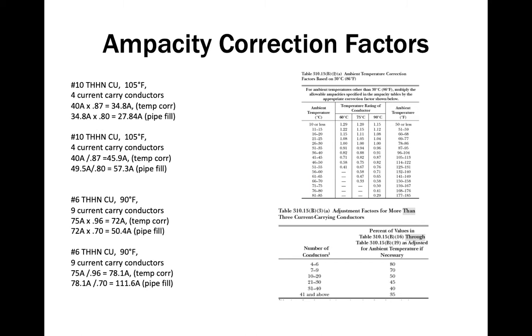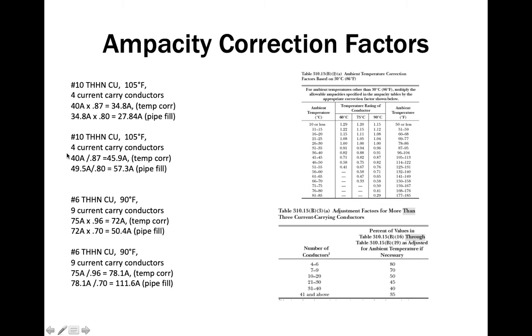So I'm losing ampacity, or ability to carry electrons. Next, I'm going to do pipe fill. I have 4 current carrying conductors in a pipe, not 3. Go to my bottom table, 310.15(B)(3)(a), find 4 to 6 conductors in a pipe, slide over, and my correction factor is 80%. So I take my 34.8 amps times 0.8, and I get 27.84 amps. So I had to reduce the ampacity of this conductor because of temperature and pipe fill.